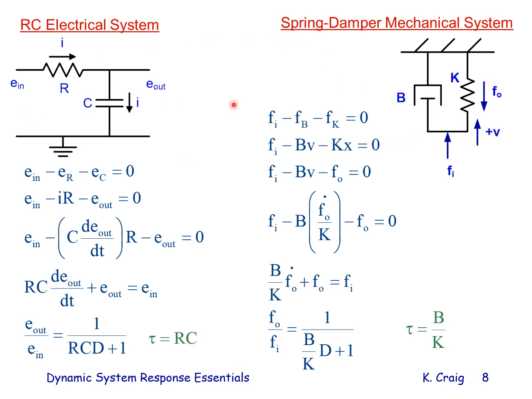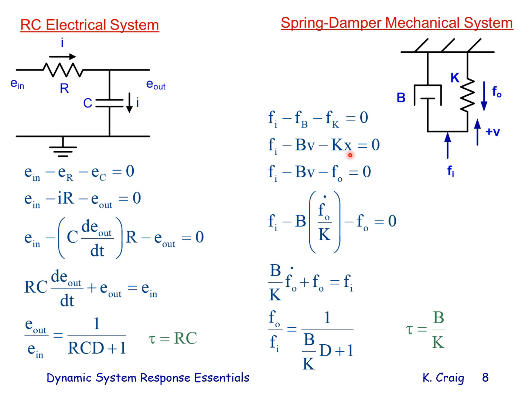The input here is a voltage, the input here is a force. The output is the voltage across the capacitor. The output here is the force in the spring. So I write my force equation: force in minus the force in the damper minus the force in the spring equals 0. Force in minus the force in the damper is B times the velocity V. Force in the spring is minus Kx.